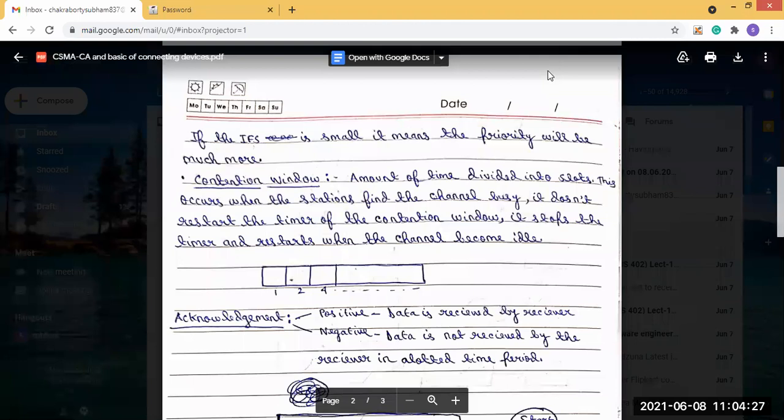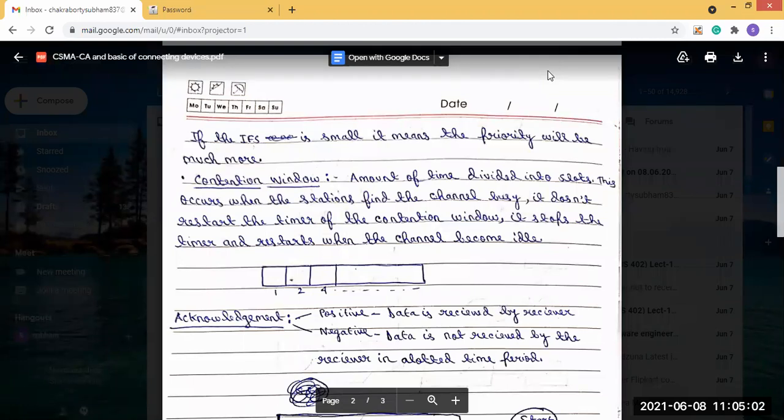There is also a situation where the sender doesn't receive any acknowledgement signal. If the sender is sending some frame and it is lost midway, the receiver doesn't receive the frame, so the receiver will not send any acknowledgement. That is the concept. Okay.